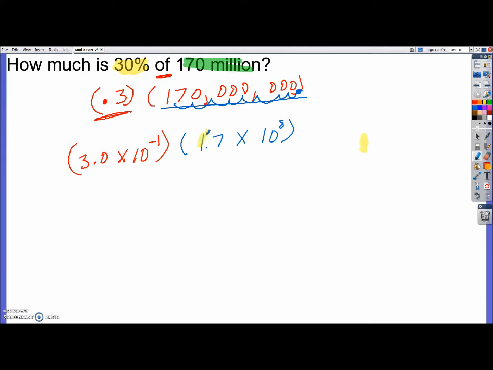I'm going to start by multiplying 3 and 1.7. If I multiply those two, that would give me 5.1, I believe. Yes, 5.1 times, now I'm multiplying my bases of 10. Those are going to stay the same. And then I just add these exponents. Negative 1 plus 8 is 7. So this is my final answer. It is 5.1 times 10 to the 7th power.